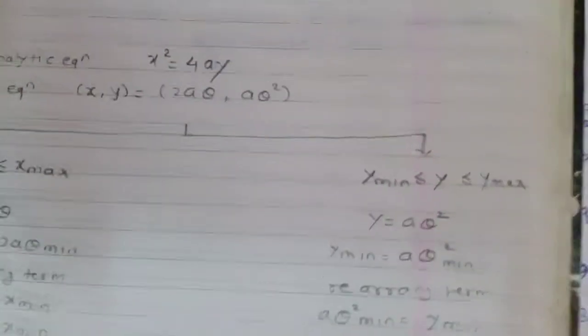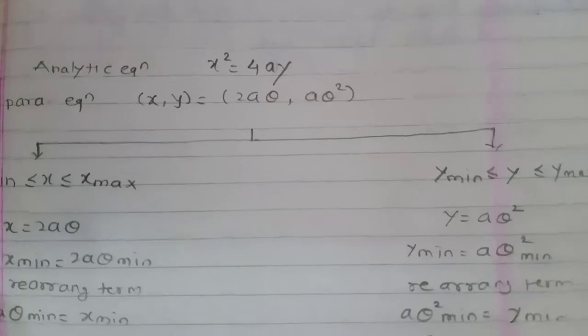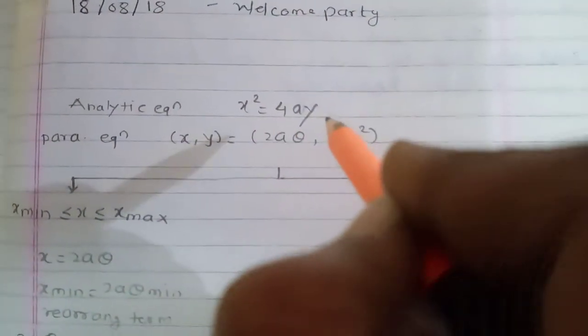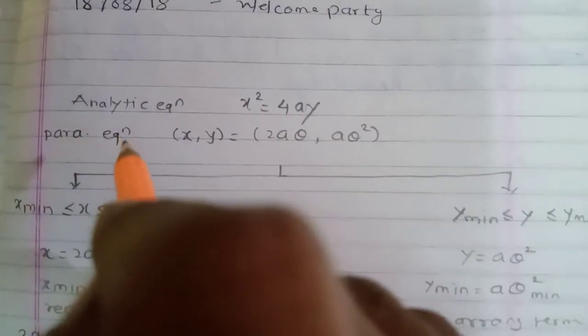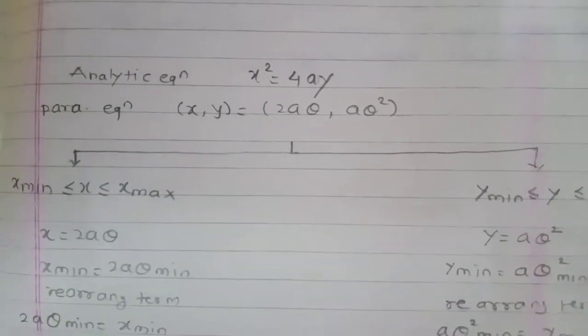Now see here, we have to discuss the algorithm which is symmetric about the y-axis, meaning our analytical equation is x square equal to 4ay. The parametric equation is the ordered pair x comma y which is equal to 2a theta comma a theta square.